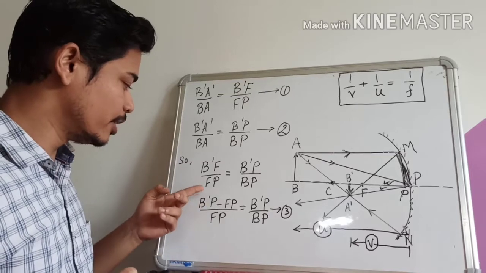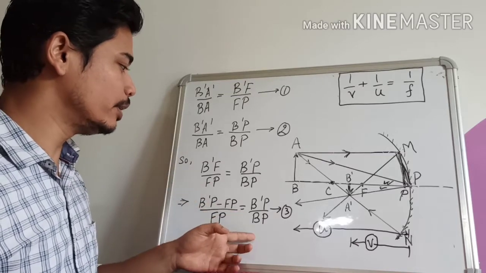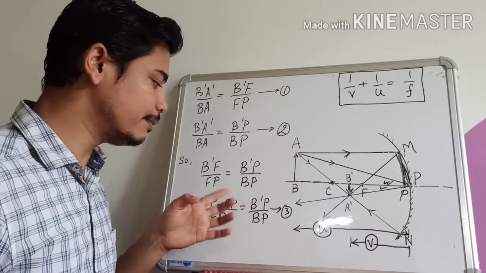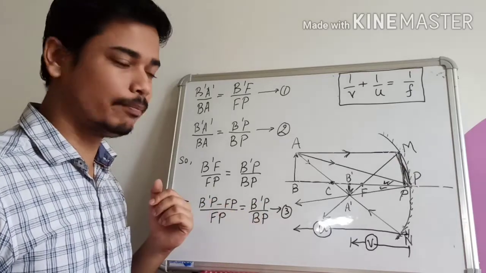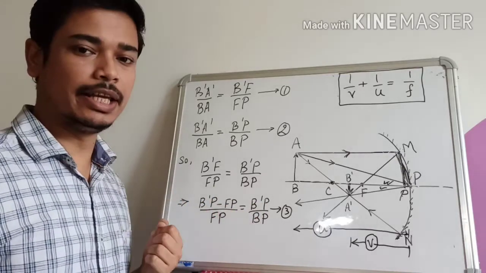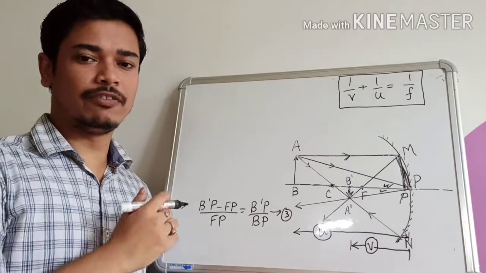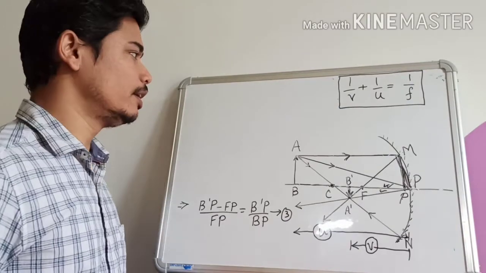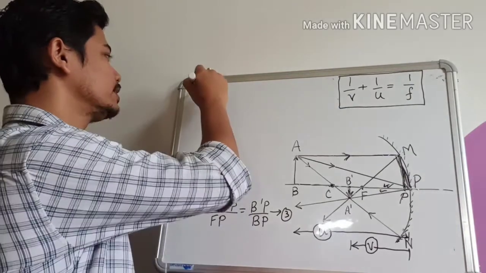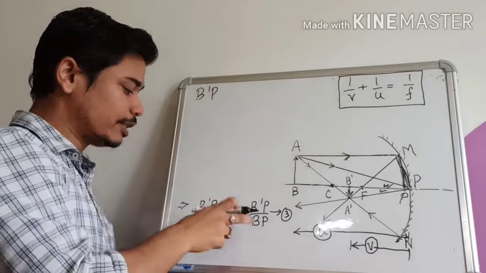In the denominator we have fp, and on the right hand side the term remains the same, that is b dash p divided by bp. This is our third equation. Now at this point we will have to use the sign convention. According to the sign convention, what is b dash p? We'll have to substitute these values.